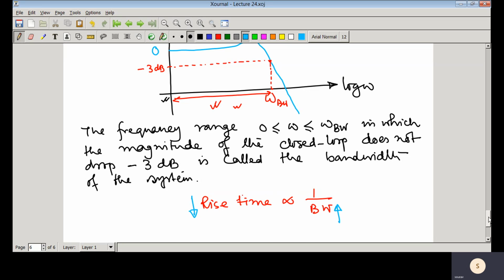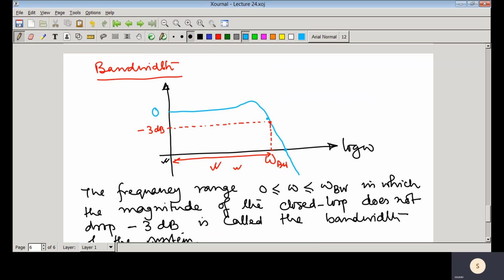And here we can also see that whenever the bandwidth is increased, this is the minus 3 dB line. If we increase the gain, this particular plot would be shifting like this, and this one would be the minus 3 dB line, and we can see that this WB range is increasing. So if we increase the gain of the loop transfer function, then the bandwidth will be increased, and the system would be fast. But again, if we make the system fast, then there would be a problem. Its phase margin would be reduced.